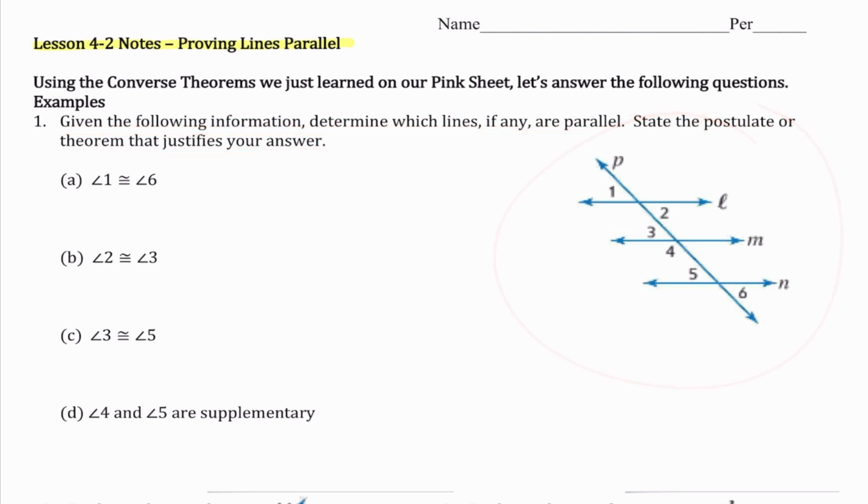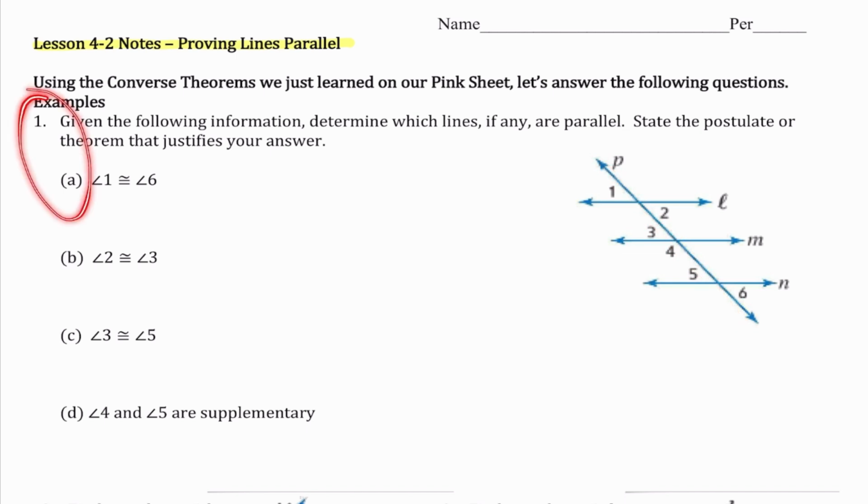First, look at the diagram. We have lines L, M, and N. Are any of these lines parallel to each other? We don't know unless we prove that they are using a postulate or theorem. What we do know is that these lines are being intersected by line P. This is the transversal.